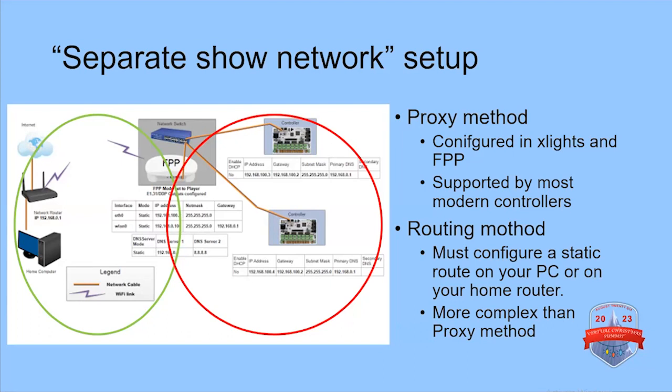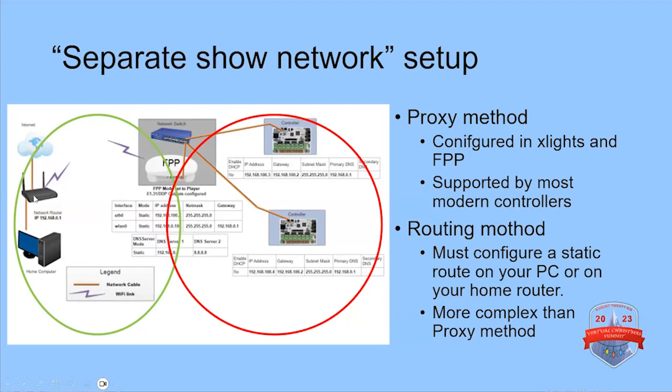If you happen to have a controller that doesn't support the proxy method, then if you want to have direct access to that controller, you're going to have to use a routing method. And in order to do that, you're going to have to configure a static route either on your PC or on your home router.